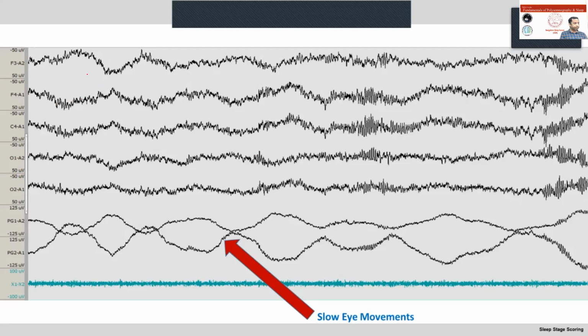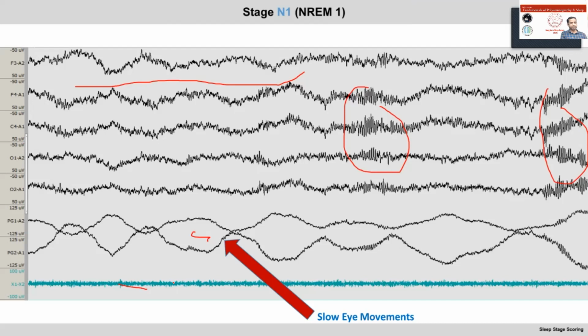Okay, so this is low amplitude mixed frequency. Somewhere this alpha activity is there, but it is not covering more than 50%. Since low amplitude mixed frequency is more than 50%, so that is the EEG. So EOG, if we see, this is EOG. So slow eye movements are there. And this is EMG. So when a person goes from wake stage to N1 in the early hours of sleep, there is not that much change in EMG, but later on there are pronounced changes in the EMG.